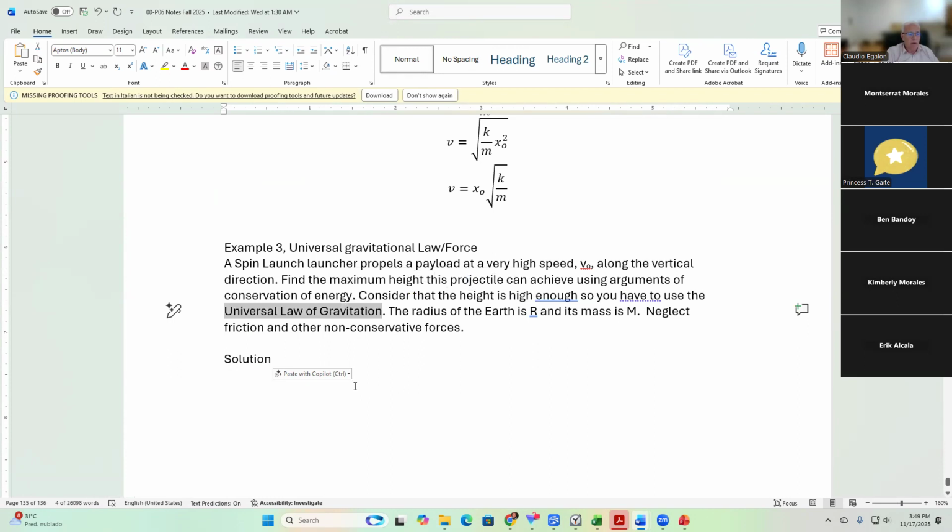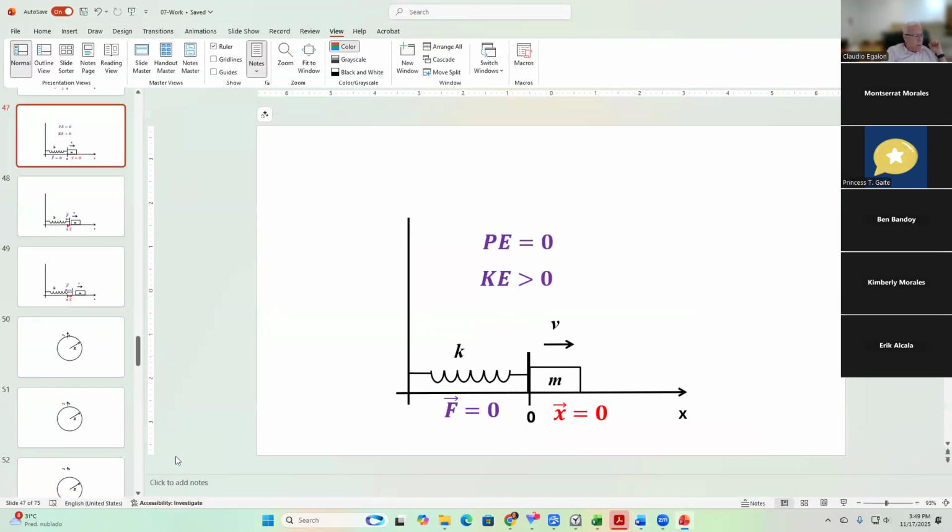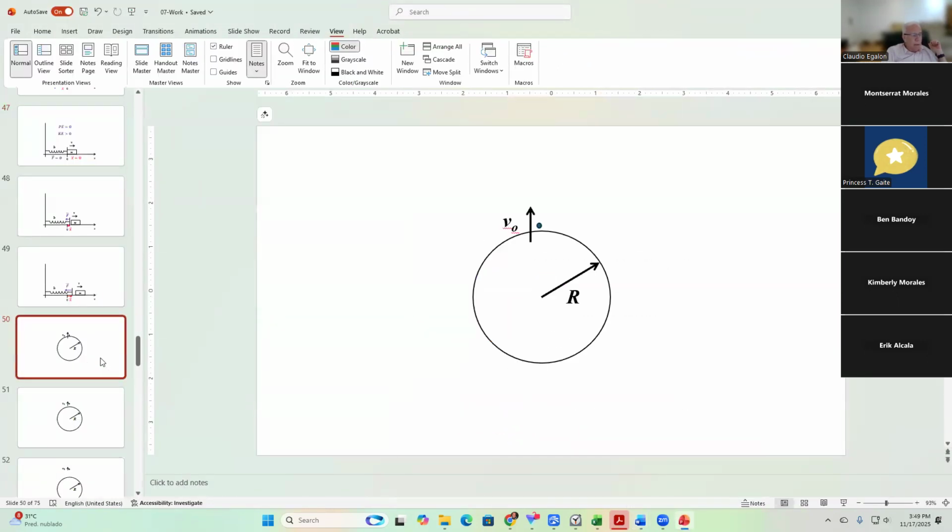The radius of the Earth is r and its mass is m. Neglect friction and other non-conservative forces. Okay, in this case, you cannot really neglect friction. You have to, but to make the problem easier, right? I asked you to neglect frictional force. And here is my payload being launched from the surface of the Earth.